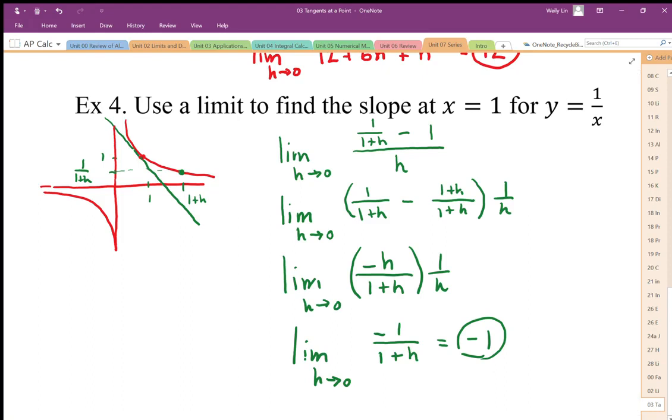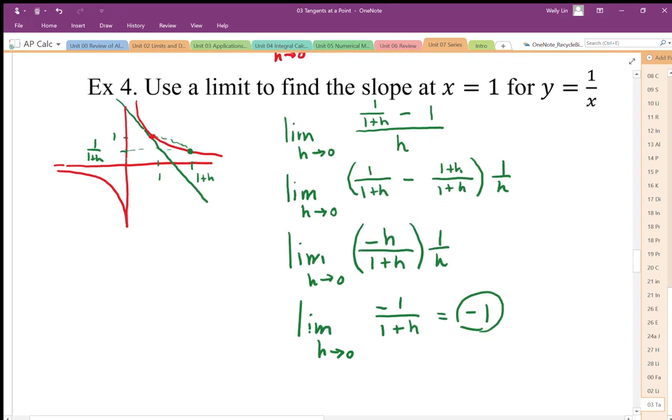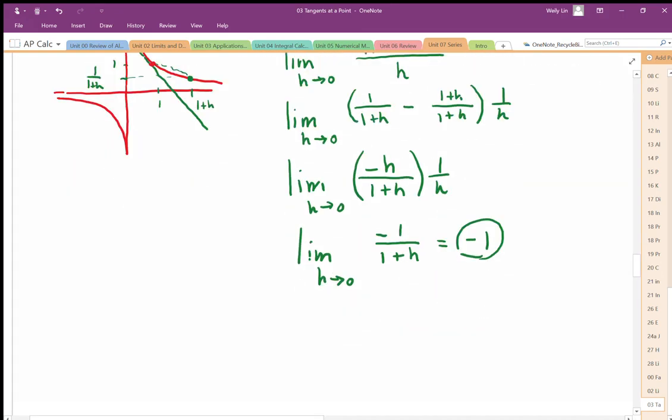So this slope ratio, I'm just having 2 points. I'm essentially making a secant line between those 2 points and letting those points come together and working out the limit as those points come together. And there it is. It's going to give me a limit of negative 1, which is my slope of negative 1.